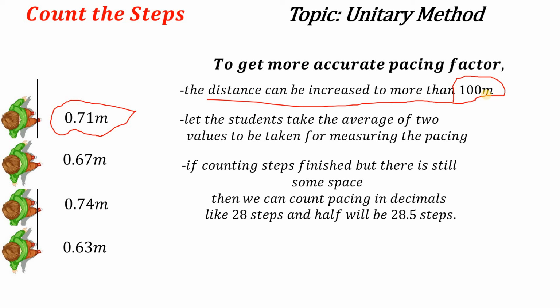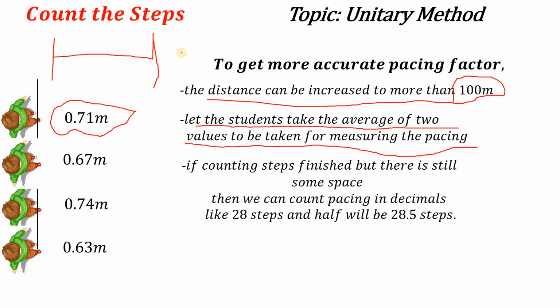The distance can be increased to more than 100 meters, since we are only doing 20 meters. The more the distance, the more accurate the pacing factor will be. We can also let the students take the average of two values taken for measuring the pacing, since we are only counting the pacing from the starting line to the ending line. We can also tell the students to count from the ending line to the starting line, find the two values, and take the average of these two values, which will give a more precise pacing factor.